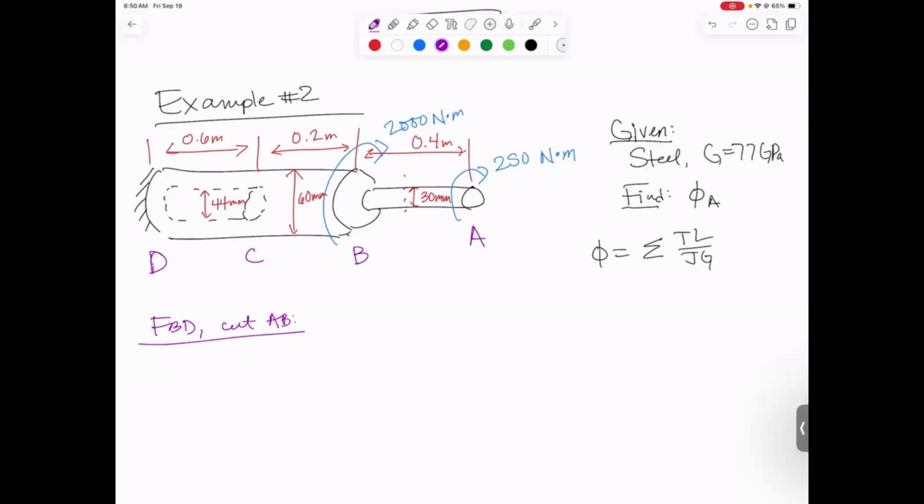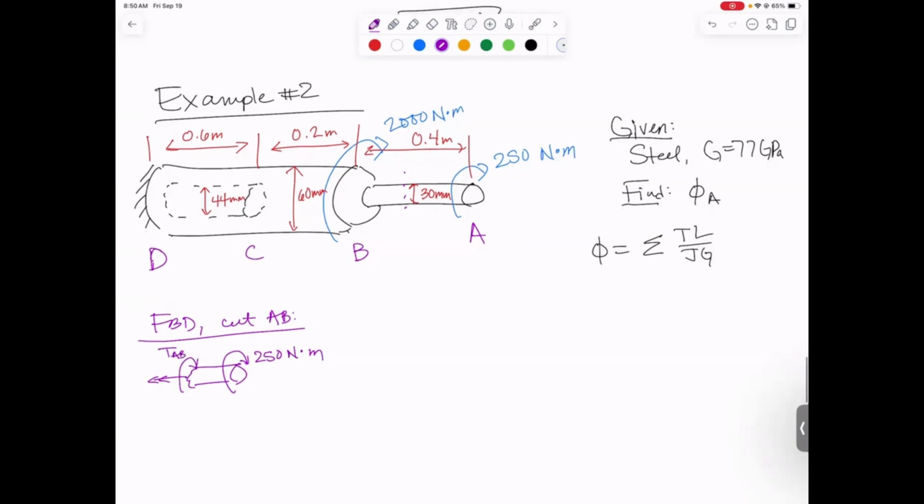So if I cut there and I keep everything in front of the cut, I've got a torque of 250 Newton meters that's applied. And then if you stick your thumb out that way, you would end up with an internal torque in section AB that's in that direction. And summing those torques, you get that TAB will have to be minus 250 Newton meters.